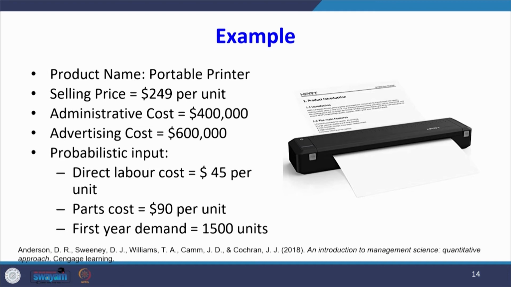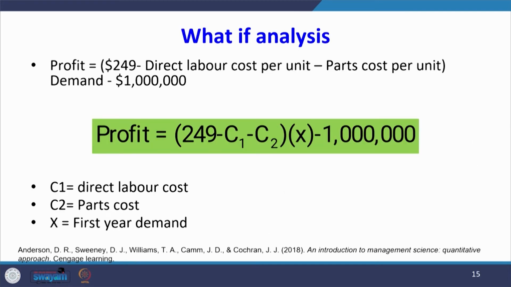I have taken one hypothetical example. This example is taken from the reference book by Anderson et al. A company is producing a portable printer. The selling price is $249 per unit. Administrative cost is $400,000. Advertising cost is $600,000. What are the probabilistic inputs? Direct labor cost. Labor cost is $45 per unit, but it may vary. Another probabilistic input is part cost, $90 per unit, but it may vary. Another probabilistic input is the first year demand. Demand is 1500 units. First we will do what-if analysis.